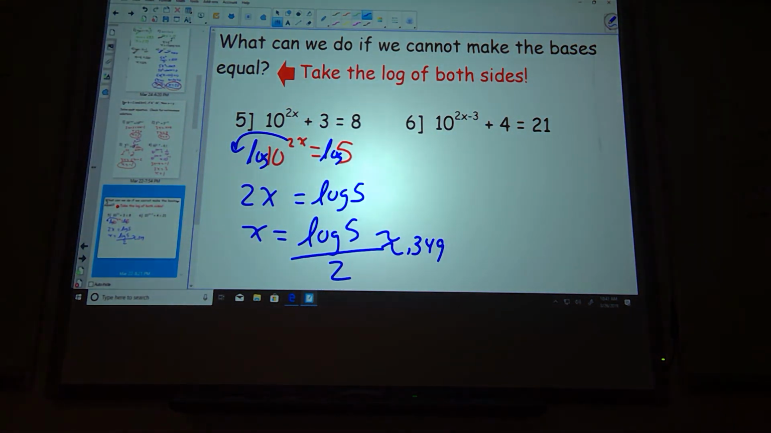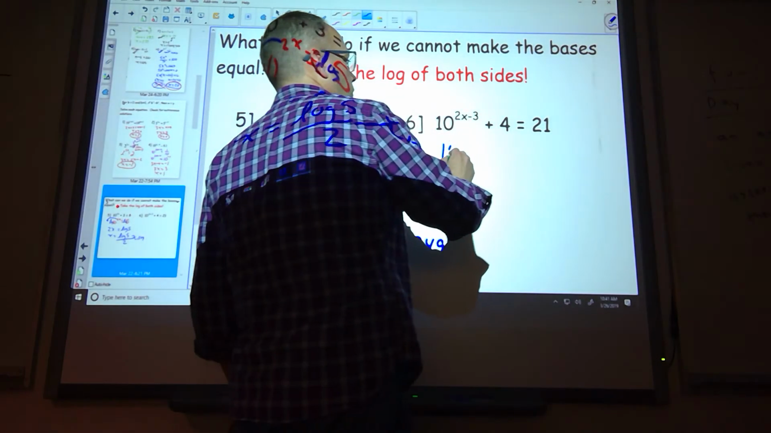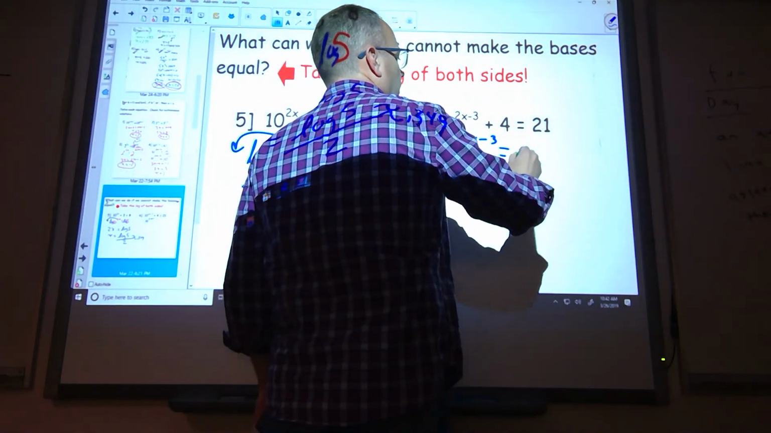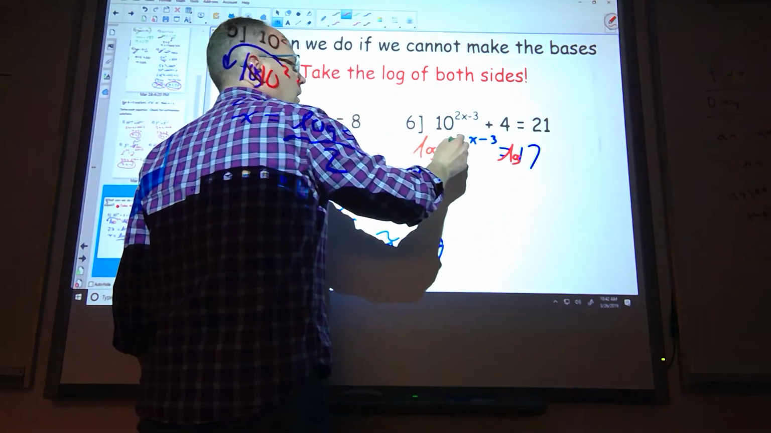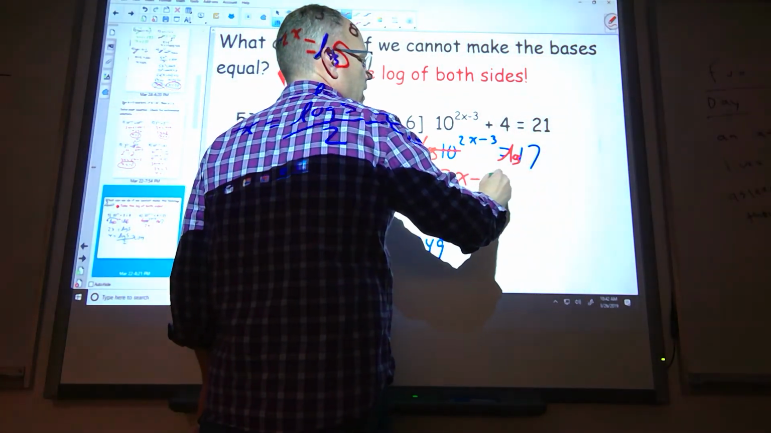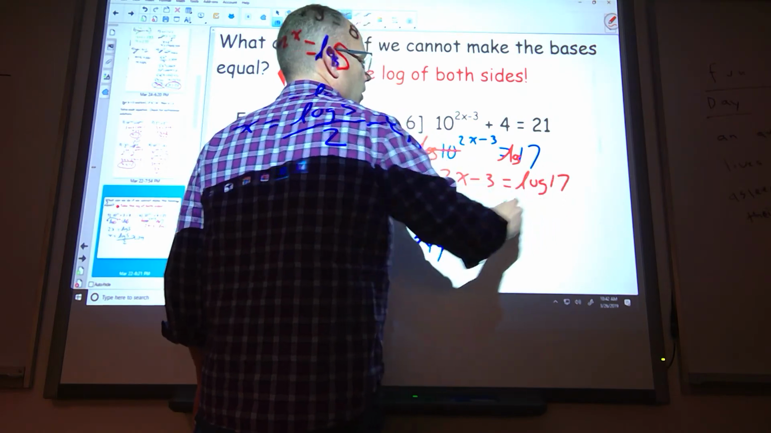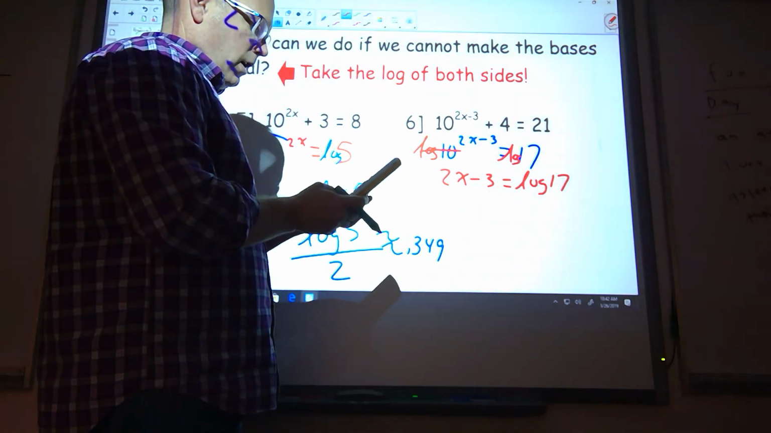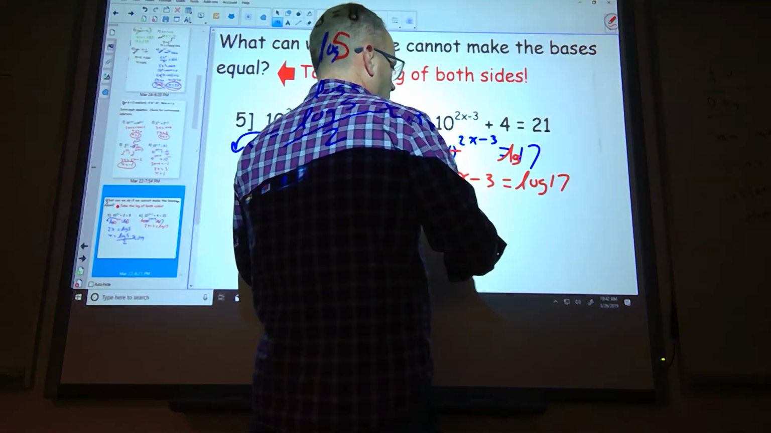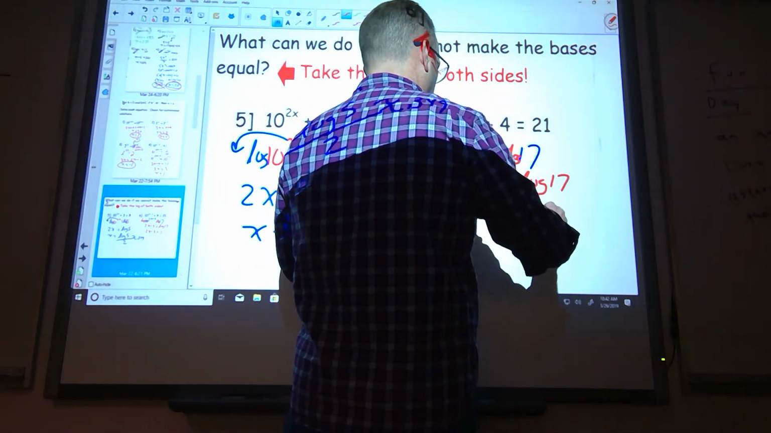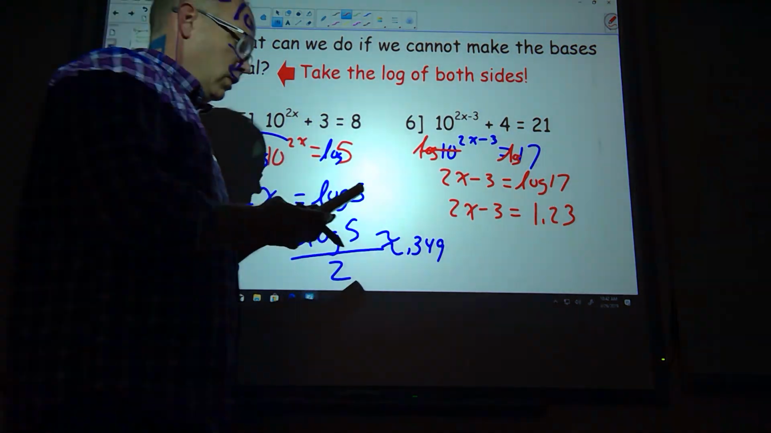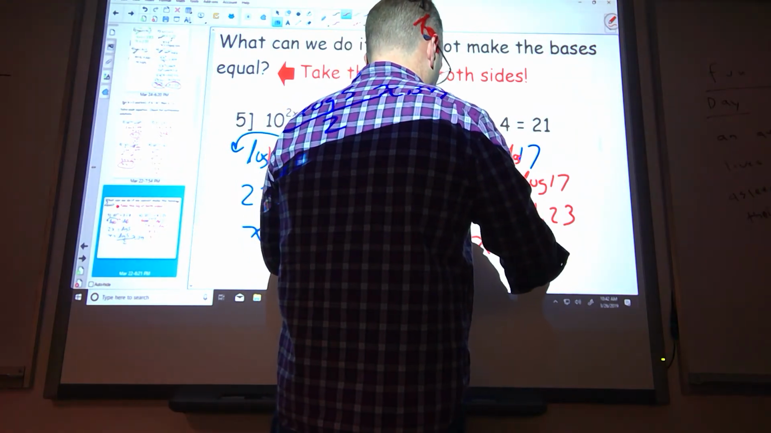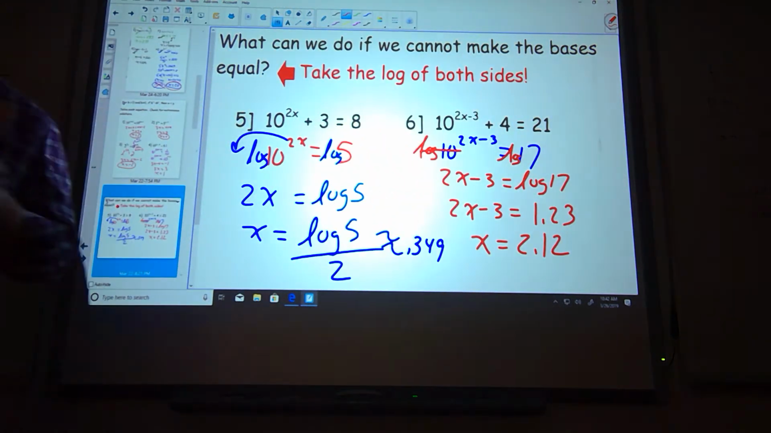What about number 6? What should I do? Subtract 4. Good. So subtract 4 from both sides. And then log 10. Yep. So that'll be log base 10, so I'm just logging on both sides. That cancels, so I get 2x minus 3 equals log 17. And then I guess I could say, okay, what's log 17? So I get 2x minus 3 equals 1.23. Then add 3 and divide by 2. 4.23 divided by 2. Rounded to 2 spots. Nice.